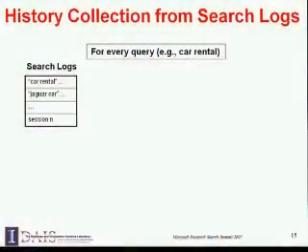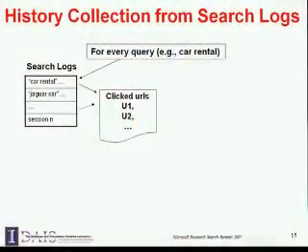Okay, here's more information about how we build the history collection from the logs. In the search logs, we have a lot of sessions. Here, session has a different meaning: each session has only one query and some clicks. So for every query, we go back to the search log to see which sessions contain this query, and then we aggregate all the clicked URLs. For example, for car rental, we may have a list of URLs recorded in the logs, which basically means the user has clicked on U1 and U2.